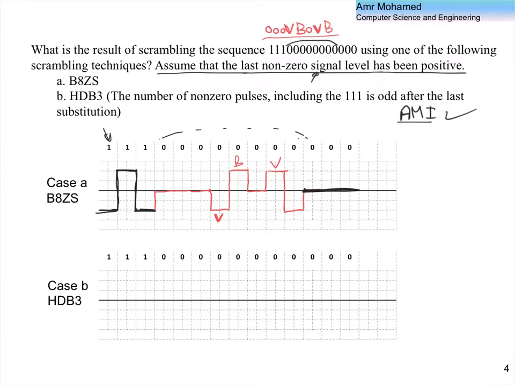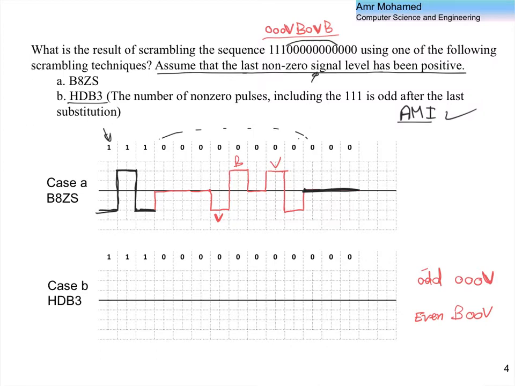So now the HDB3 is more conservative. It actually maps each 4 zeros, not 8. And we have two cases. For the first case, if the number of non-zero voltage levels before it is odd, in that case, we have 0, 0, 0, and then violate. Okay? If the number of non-zero voltage levels before it is even, okay, then it becomes B, 0, 0, violate.